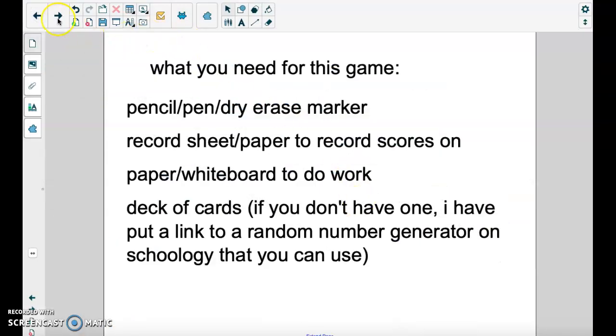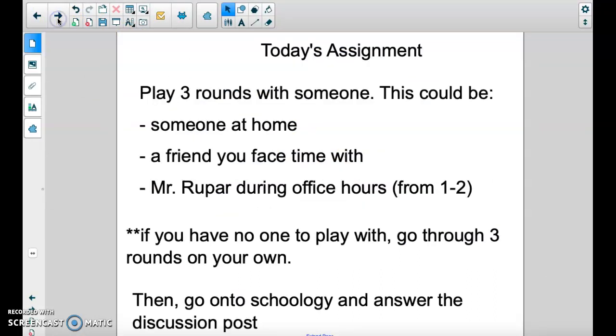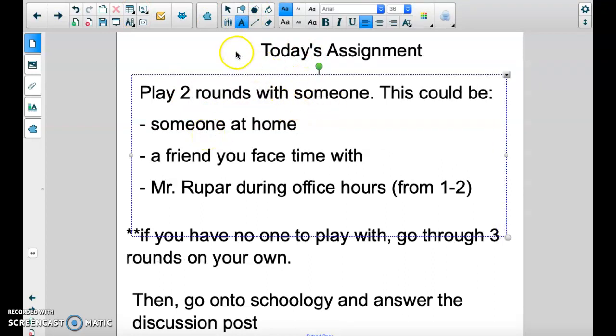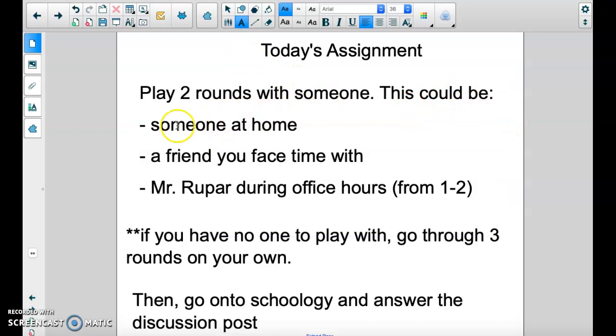Now, who could you play with? I'm actually going to change this: you're going to do 2 rounds with somebody. You could play with someone at home, whether it be a parent, aunt, or uncle. If you're able to FaceTime someone, you could FaceTime someone and play. Especially if it's someone in our class, that would be super easy. You could FaceTime with them, and then you both do your assignment at the same time.